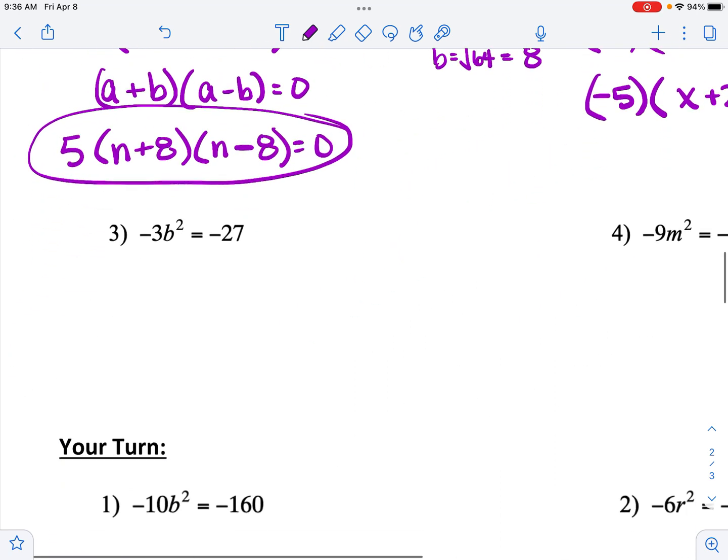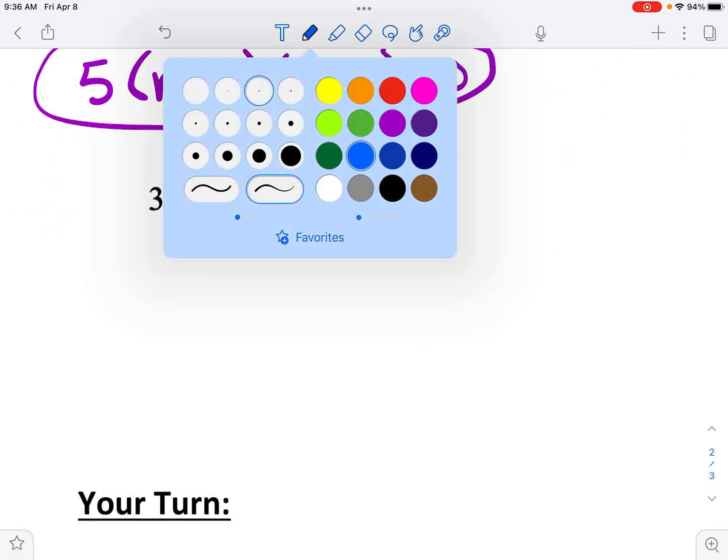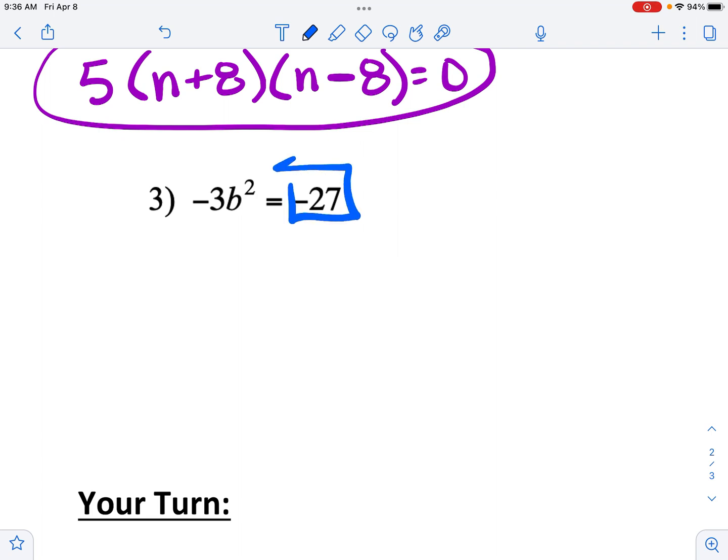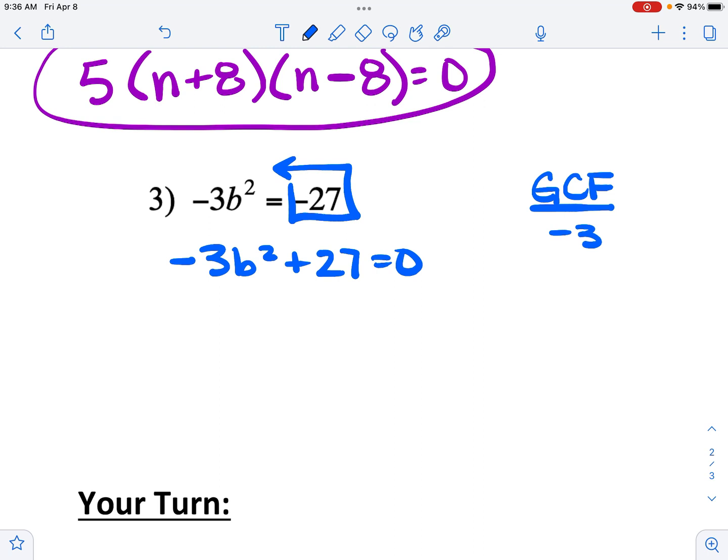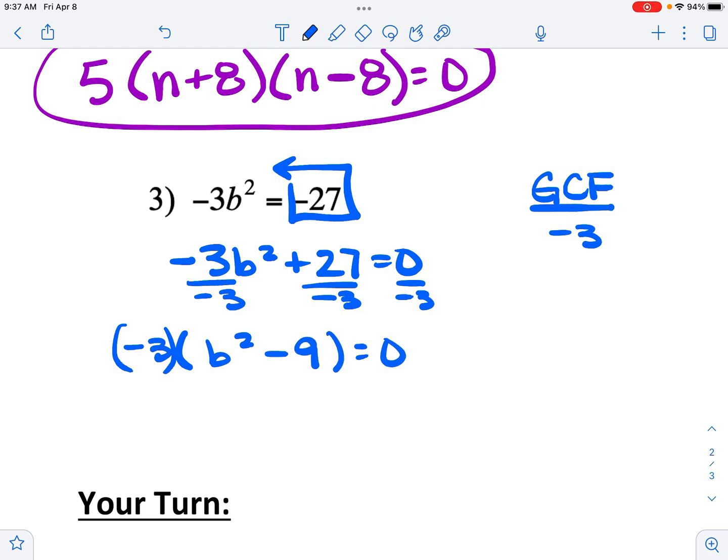2 more practice. Move our term to the other side. It changes from a negative to a positive, so negative 3b squared plus 27 equals 0. Take out our GCF, which is going to be negative 3. That leaves us with b squared minus 9 equals 0.